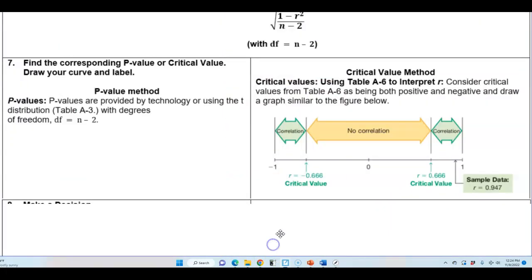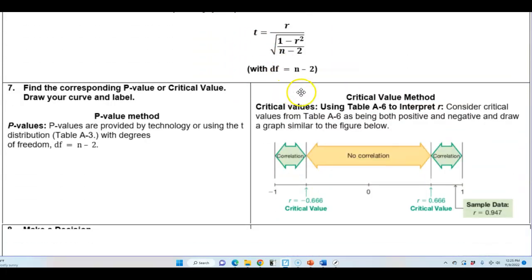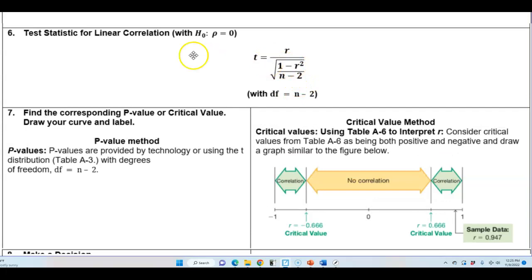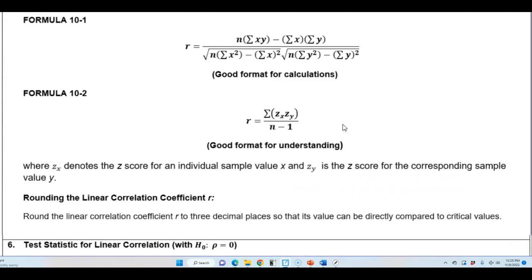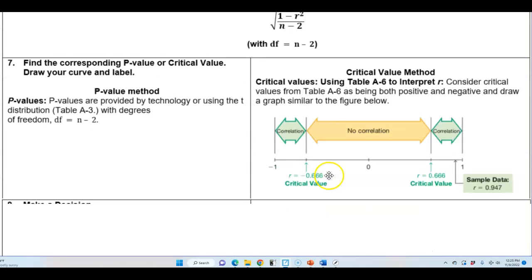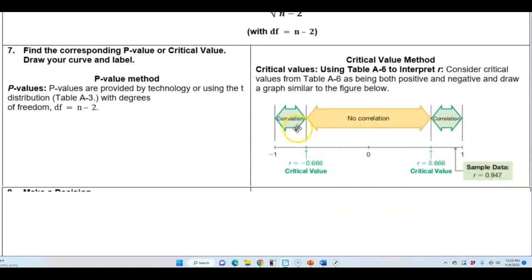So let's go back to the critical value method. With the critical value method, once we have our critical values, we write them down, and then we take the value of r that we got in step 5. Step 6 would be used for the p-value. We then find out whether this value of r is in the correlation region or in the no correlation region. The no correlation region is in between the critical values of r, and the correlation regions are the regions outside of those critical values.